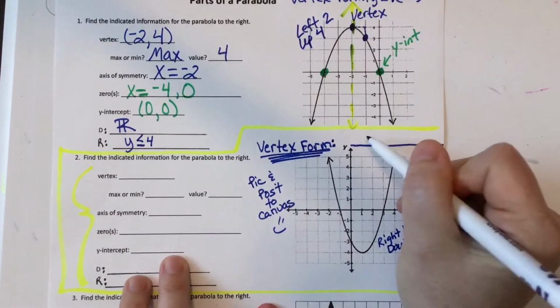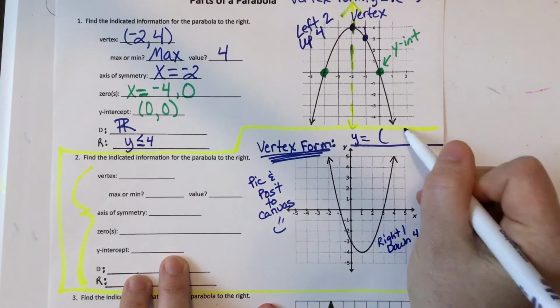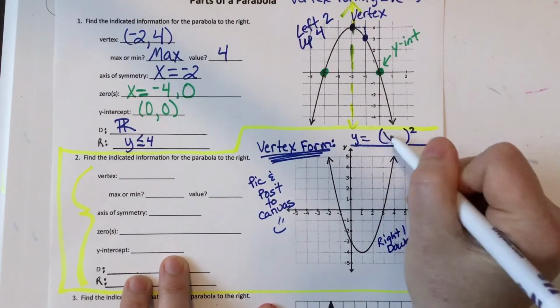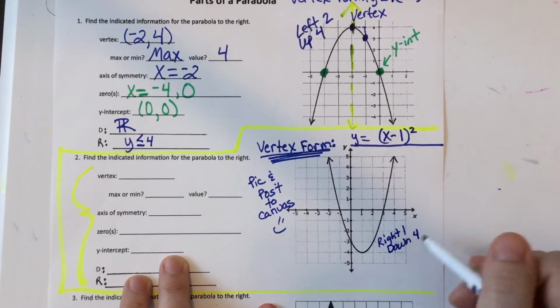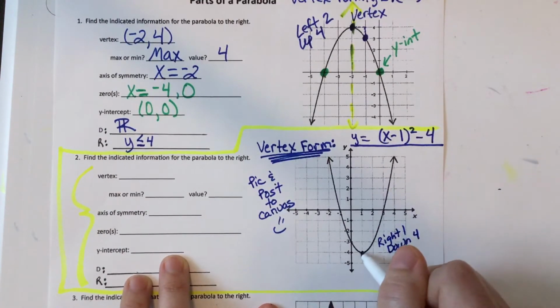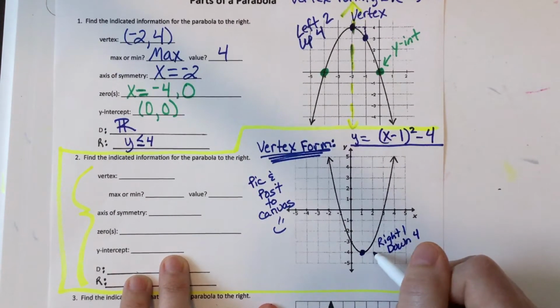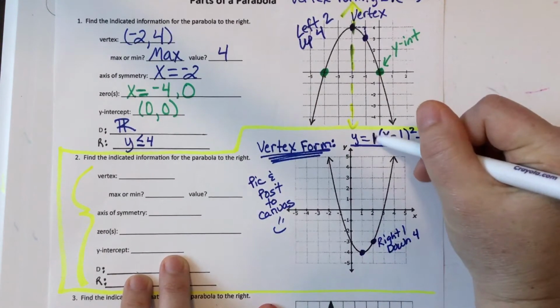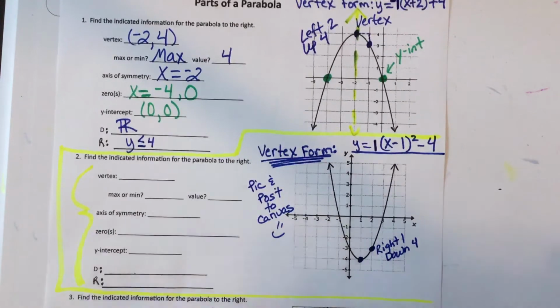To make the graph go right 1, in parentheses, I would need x minus 1. To make it go down 4, in the back, I would need minus 4. So at the vertex, after we move right 1, it takes going up 1 to hit the graph. So that means my a is 1. And that's vertex form. That was the new stuff from yesterday.